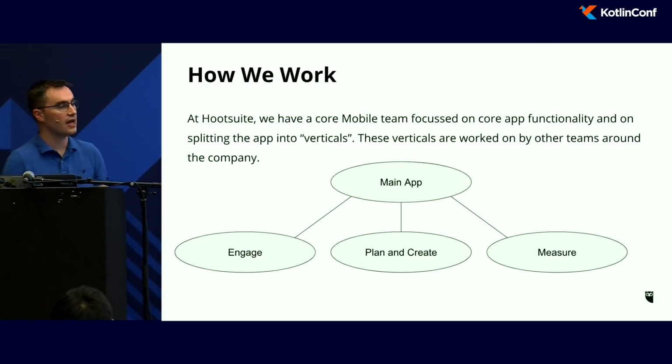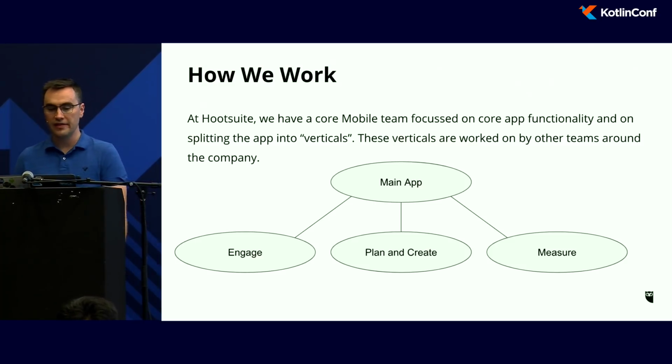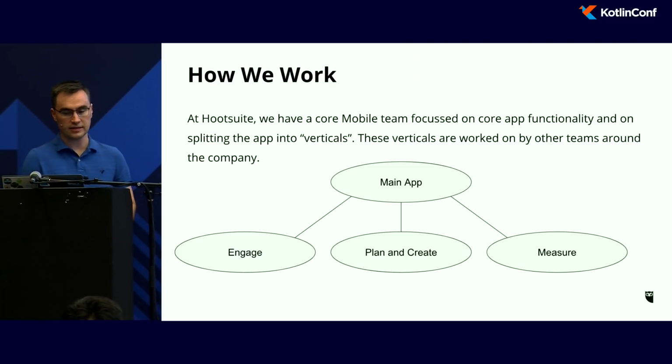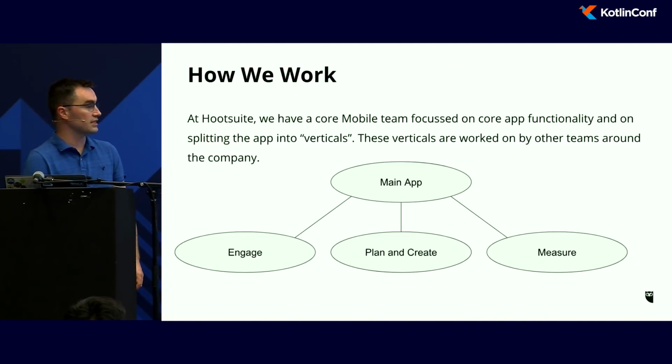At Hootsuite, we have a core mobile team focused on our core app's functionality, login, security, holding on to tokens, etc., and also splitting the app into project verticals, as we call them. And these verticals are worked on by teams around the company, which we call this process library-driven development. You see here we have the Hootsuite main app, and one of those verticals is Engage.